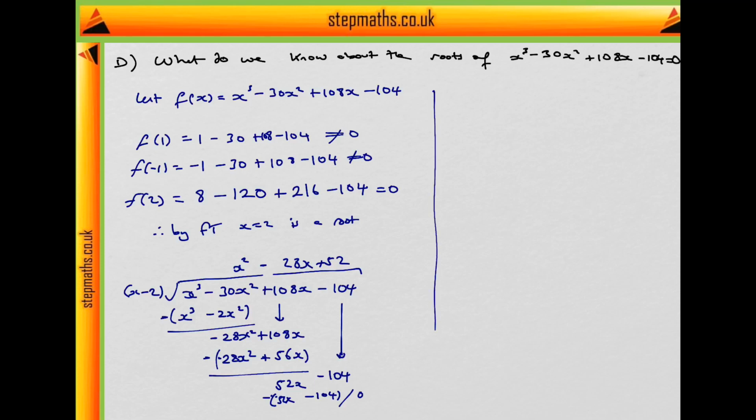Okay, so that tells us that now f of x is in fact equal to x minus 2 into x squared minus 28x plus 52. So now let's look at the factors of this. Well, notice that actually factorizes. It factorizes into x minus 2 again times x minus 26. So we see we actually have a repeated root here. We have x minus 2 twice. So we have a repeated root, which means that the answer is in fact going to be D. f of x has a repeated root.